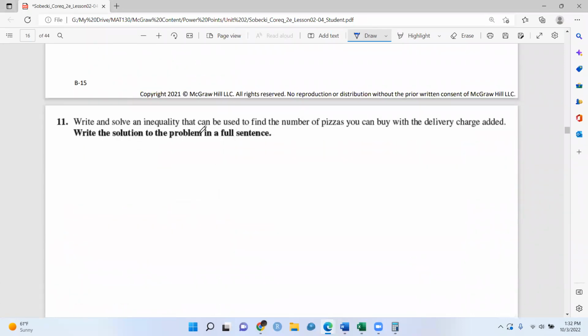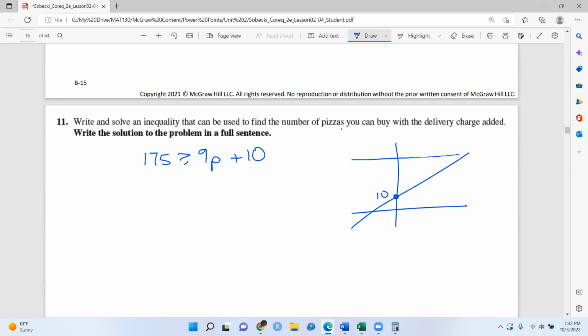All right, so we're asked to write an inequality that we can use to find the number of pizzas you can buy with the delivery charge added. Okay, fine, we'll do it. We already did it, right, graphically. So here it is. I like the solution we just did, and that is where we had this graph. This was 10, we drew this. This is 175, and we did this. This was 18.33, 175. And I like that as my solution. P is approximately equal to 18.33, meaning 18 pizzas.